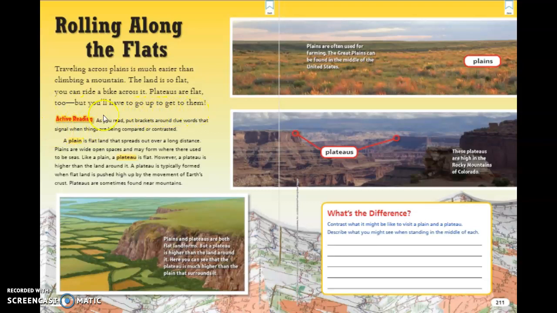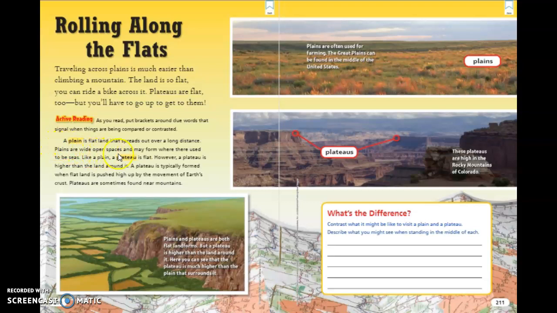All right, the active reading. As you read, put brackets around clue words that signal when things are being compared or contrasted. So you're going to bracket two words, one that's comparing things that are alike and one that's contrasting, which means a difference. Here's the reading.